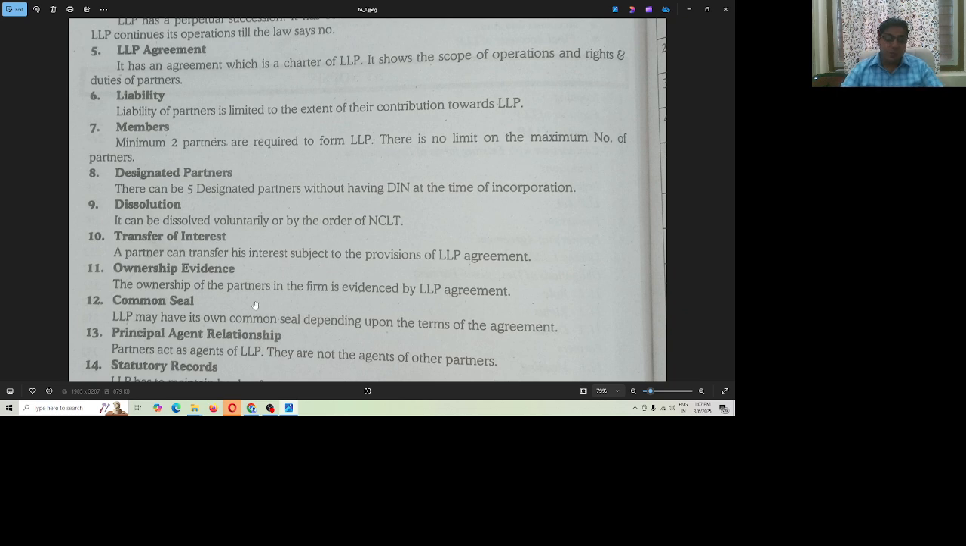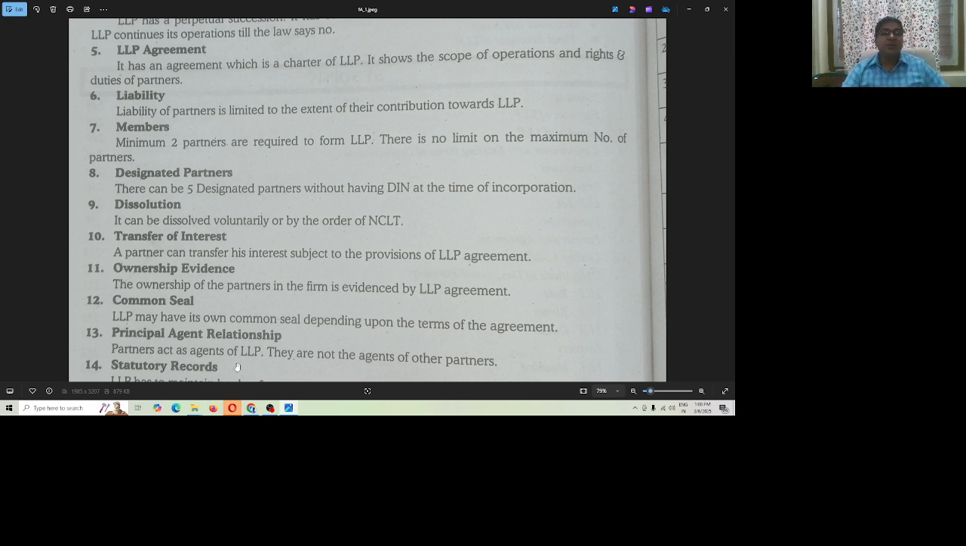Then one more feature is there. LLP has its own common seal. It depends on the terms of the agreement. The common seal generally means the signature of the LLP. The limited liability partnership form is a legal entity. It is an artificial person. It cannot sign, therefore it has a common seal. The common seal is the signature of the LLP.